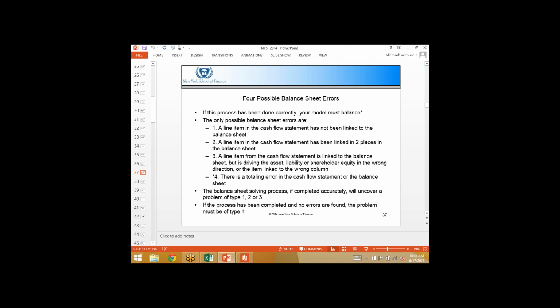2, there's a line item in the cash flow statement that's been linked in 2 places in the balance sheet. Very common. I see this all the time. So you're going in, and maybe this is where it's important to highlight things as you go along.